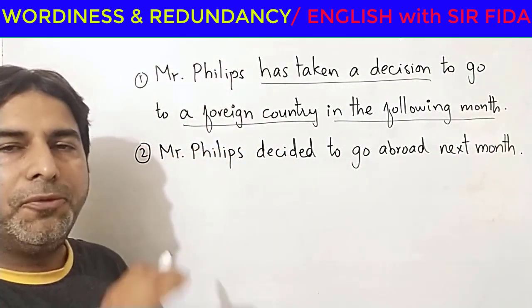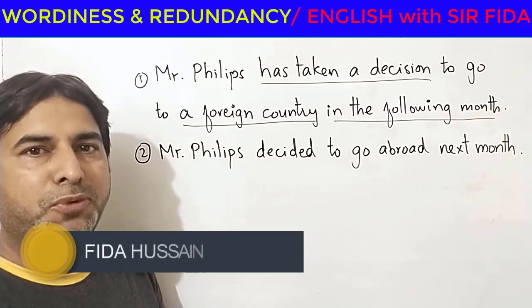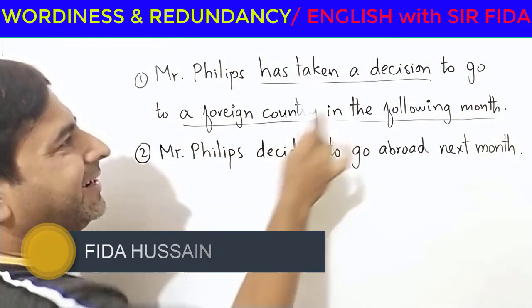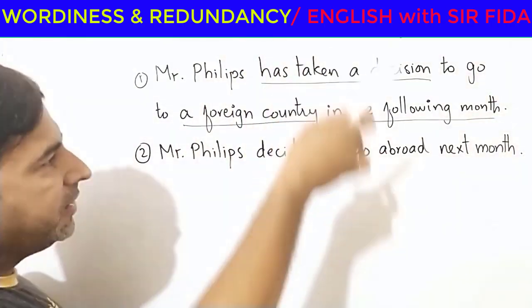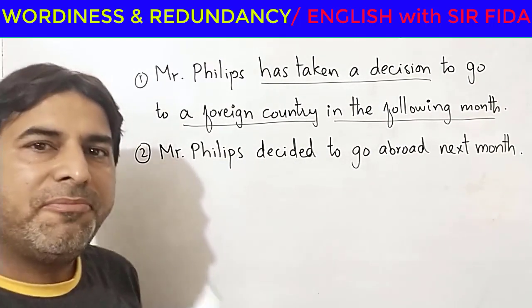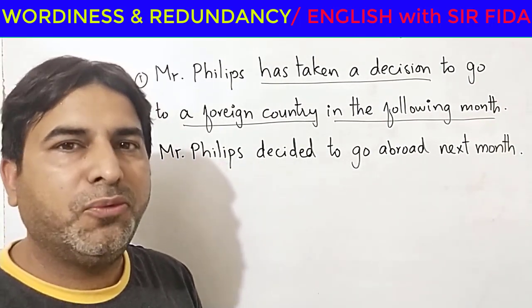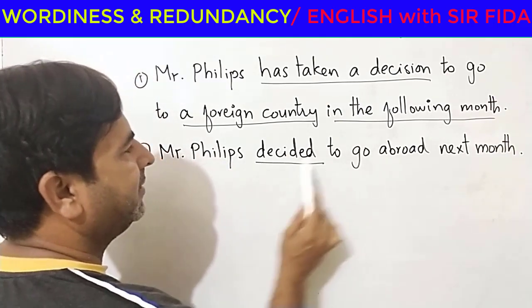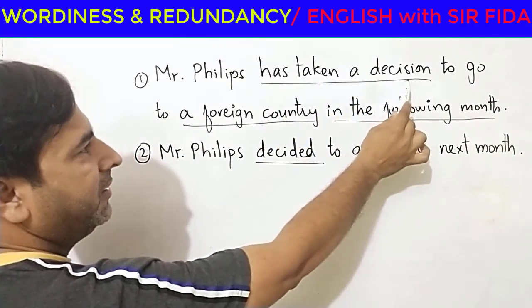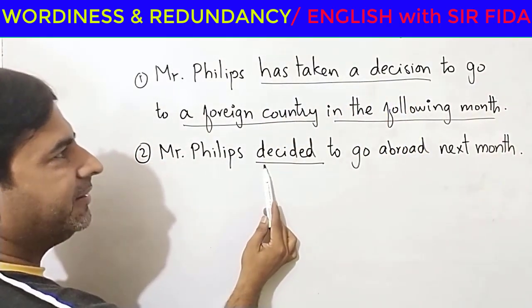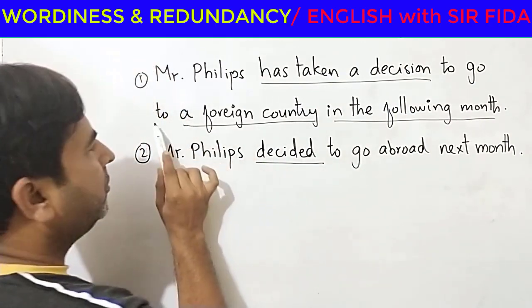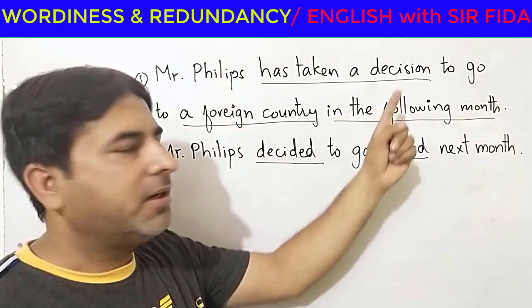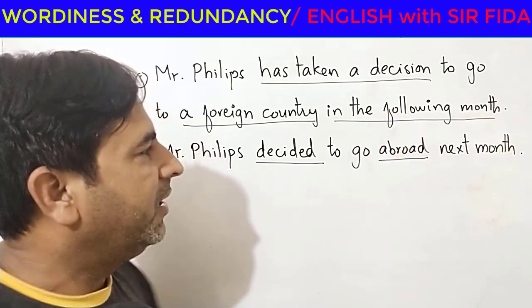I have just underlined a few parts of the sentence to make you clearly understand what this sentence stands for. Definitely we see Mr. Phillips has taken a decision to go to a foreign country in the following month. Now match this idea of the first sentence with sentence 2. Look, Mr. Phillips decided, has taken a decision, compared with decided; to go abroad, to go to a foreign country, one word replacement; in the following month, next month.